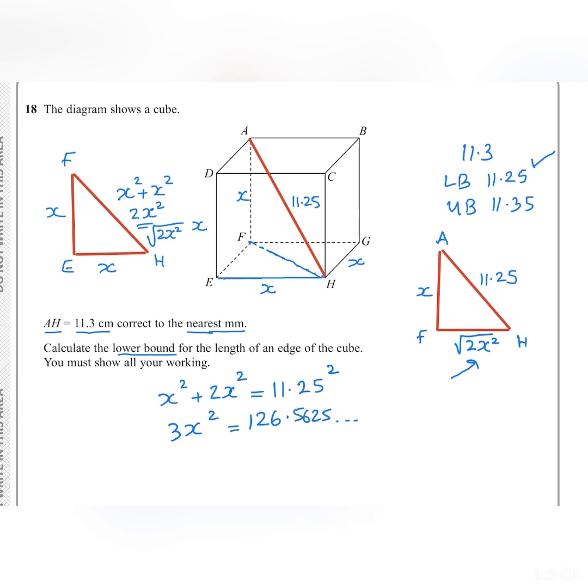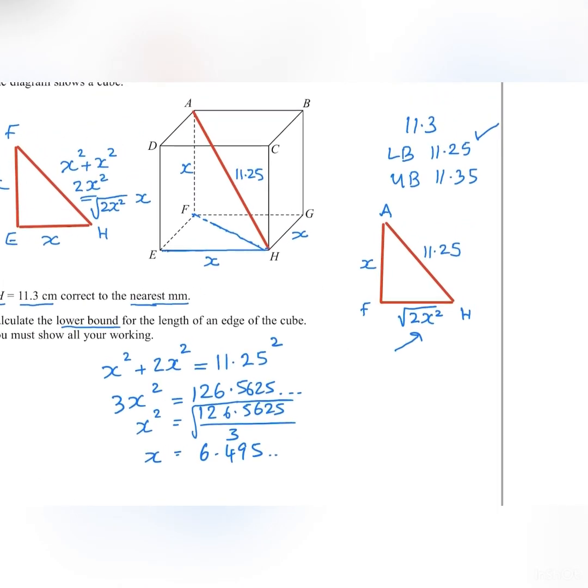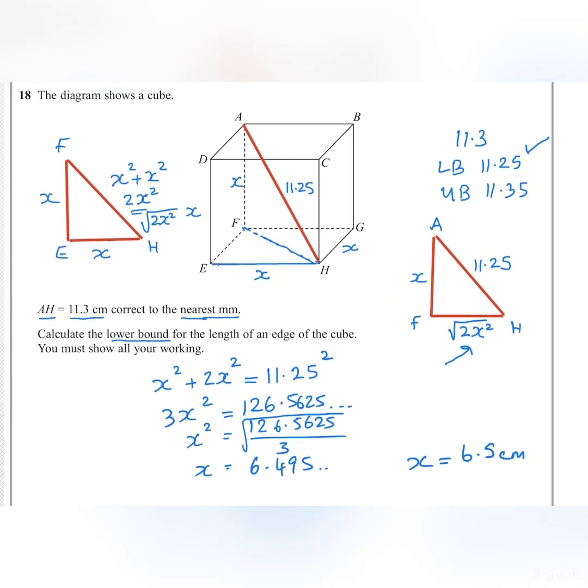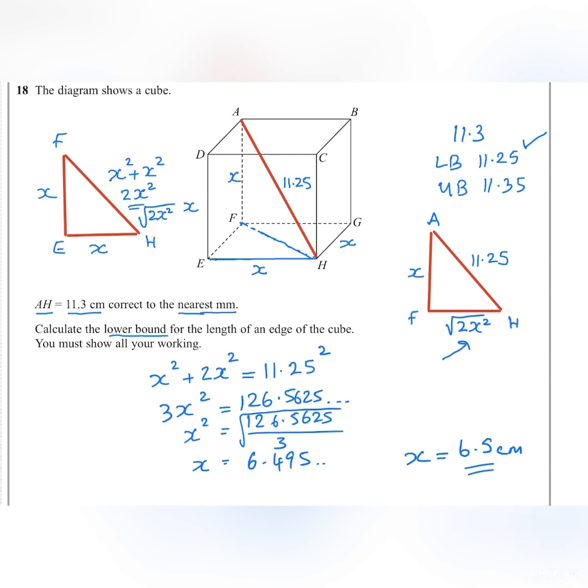That is 126.5625. So leave this in the calculator, and the next step you will do is divide both sides by 3. So this number, 126.5625 divided by 3, and then you would square root the whole of this number to leave us with the x value. Okay, so this is what you are going to get on the calculator, 6.495 and a few decimal places. And if you round this to one decimal place, it is 6.5 centimeters. Okay, so that is the answer for this question.